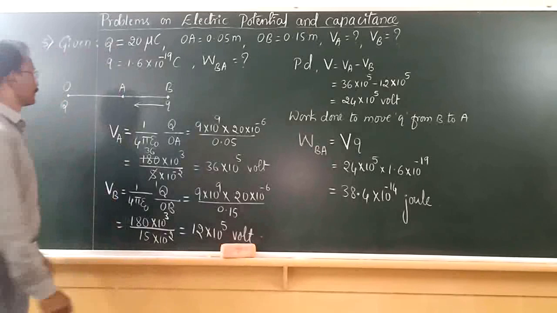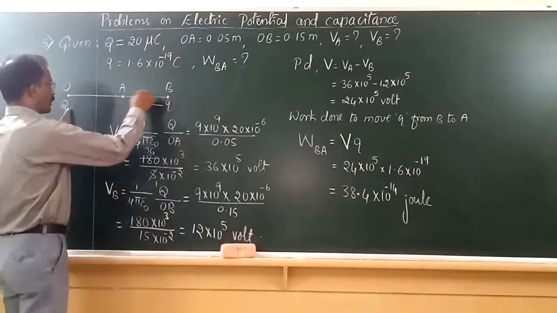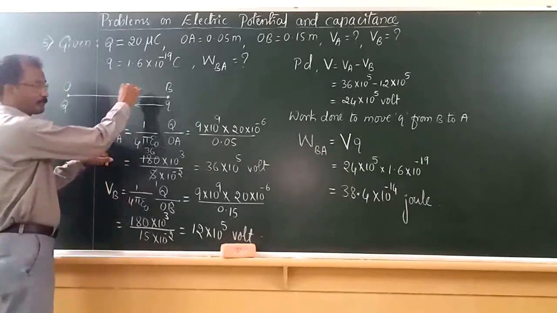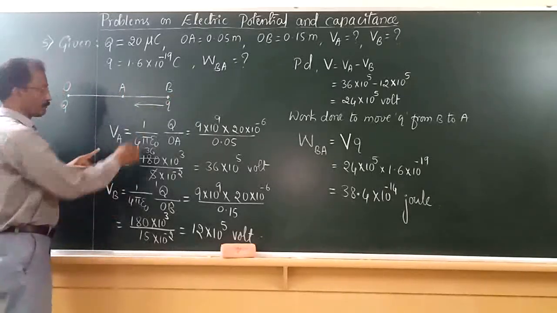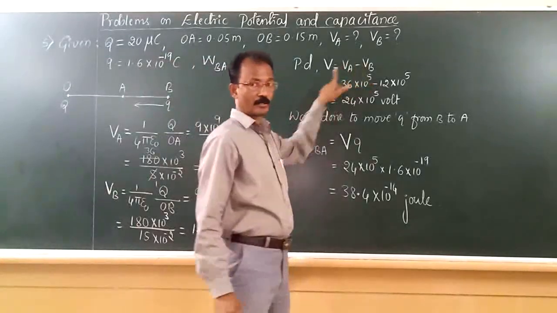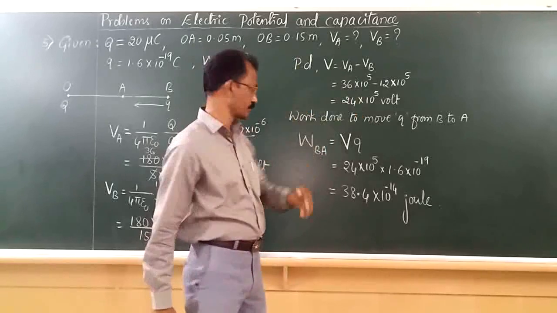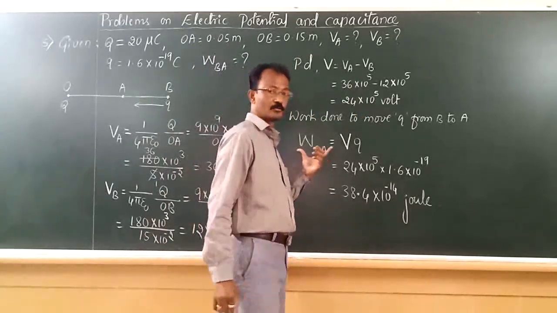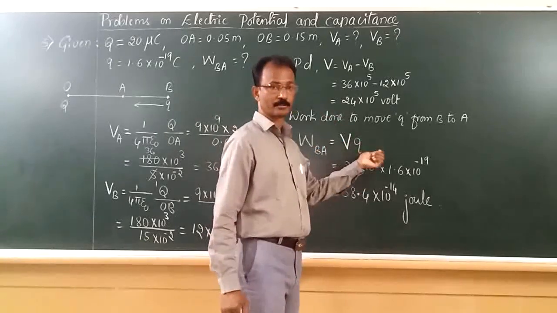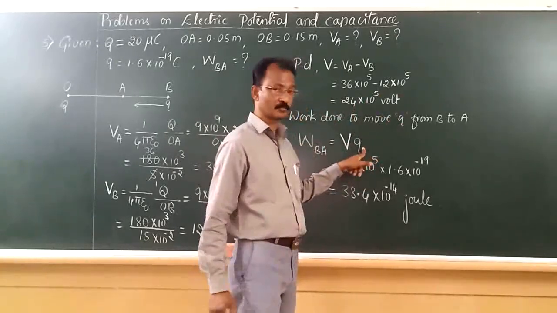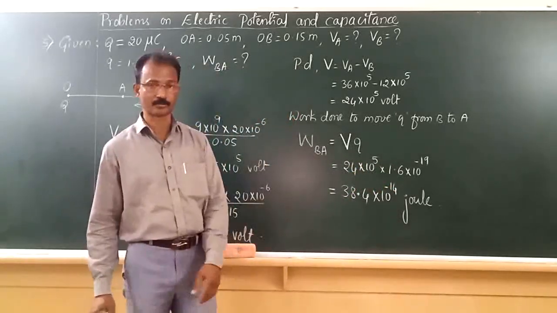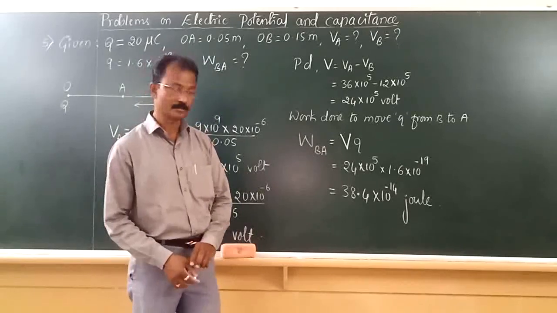Simple, again for A and B, two points put together, distances given OA and OB. Find the potential at A and potential at B. Then find the potential difference VA minus VB. Work done equals charge into potential difference. Work done to move a charge from one point to another is equal to potential difference into charge to be moved. Answer: 38.4 into 10 raised to minus 14 joule.